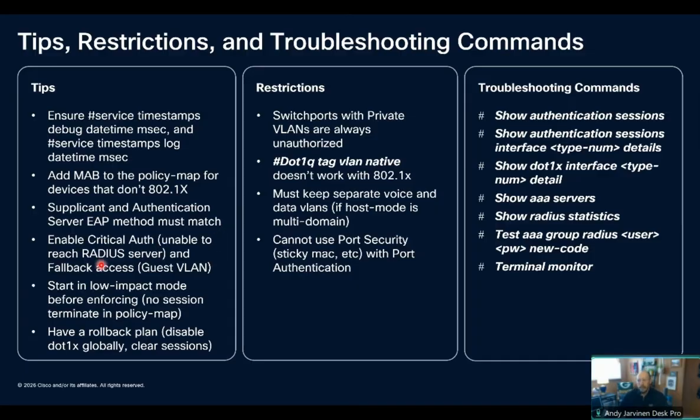Another tip is to have critical auth enabled and have the guest fallback enabled. That means if the authentication does fail, you'll still have access. It'll be on the guest VLAN or the critical VLAN, but it won't completely break everything. Start in low impact mode before enforcing. Basically in the policy map, don't have that terminate line. Instead of terminate, have a line that says authorize. Then everybody, even if they fail authentication, will still have access, and you'll see the authentication failure in your Radius server.